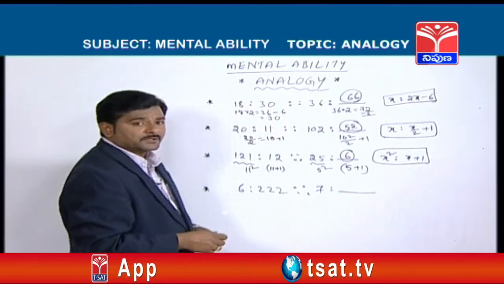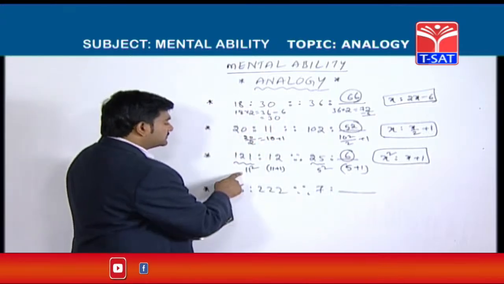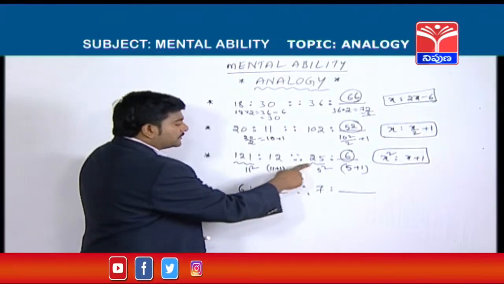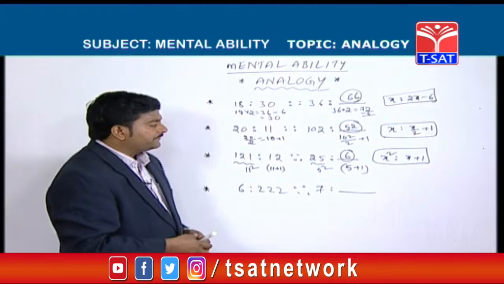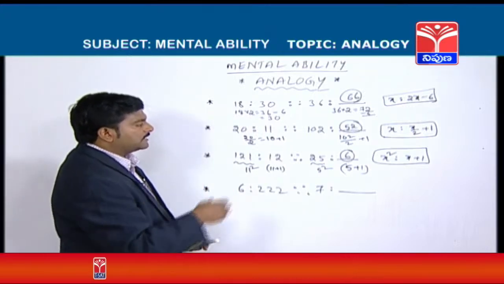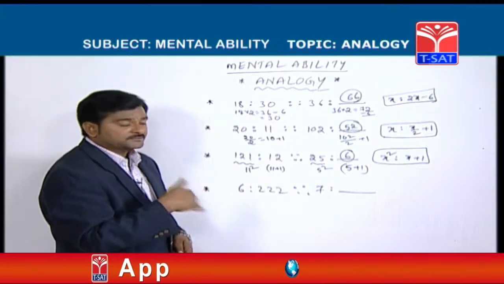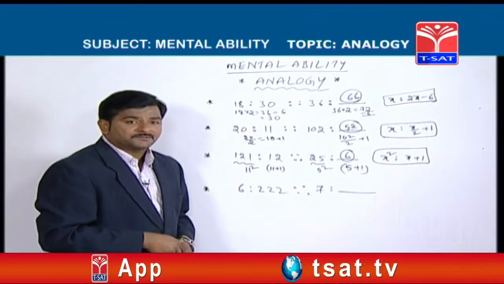I hope you understood. Okay, so it's a simple concept. 11 square, 11 plus 1. 25 means 5 square, 5 plus 1. That is the concept involved for this example. That is the generalization. So what you can write here? X square is to x plus 1.